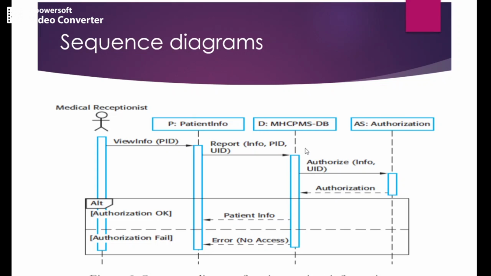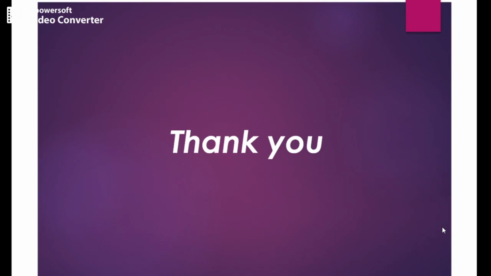For instance D, look here, it will receive the message and then it will authorize. Authorization is only this much lifeline. Just checking whether it is an authorized user or not. Then that object doesn't exist. Can you see here whether it exists? No, the authorization object doesn't exist. Thank you.